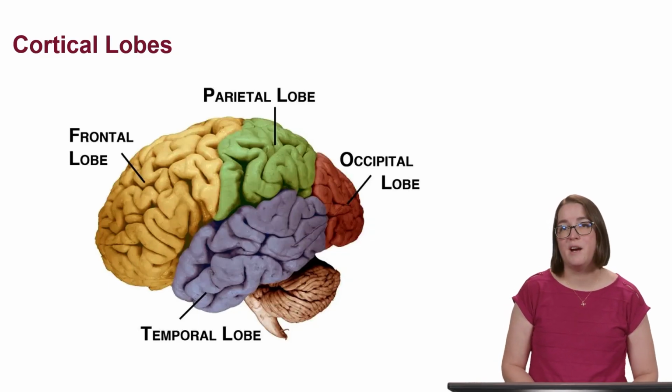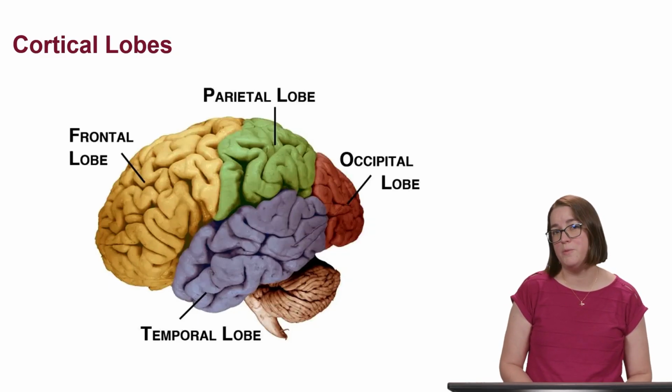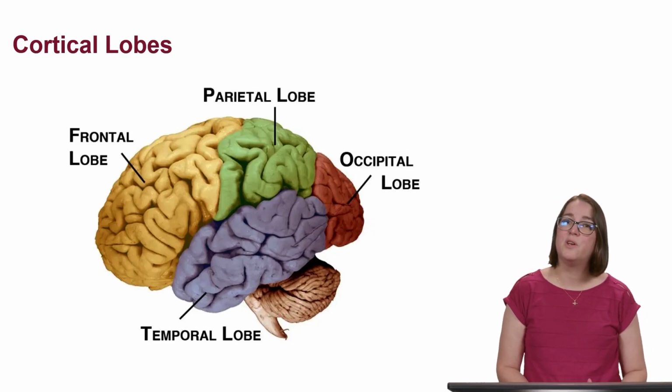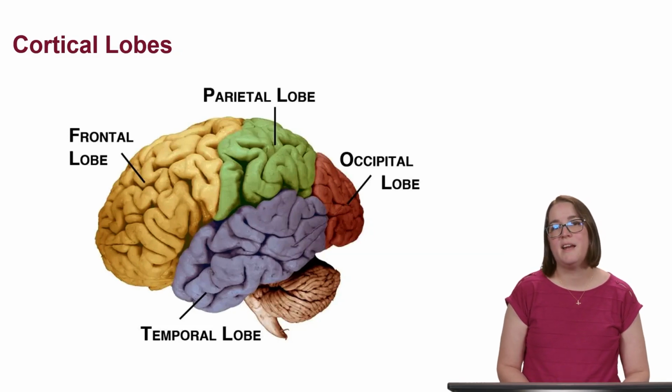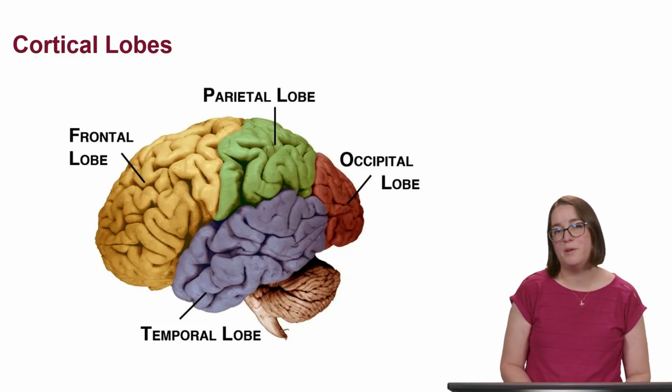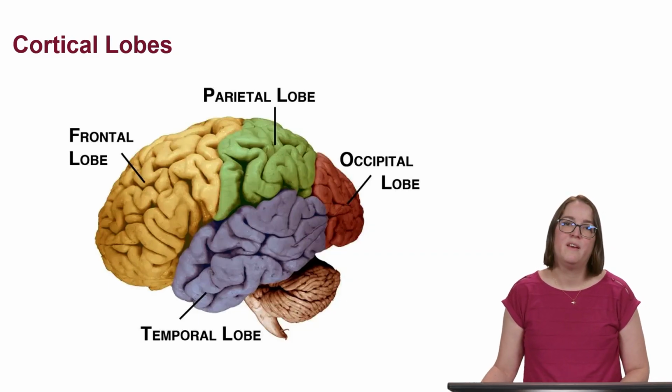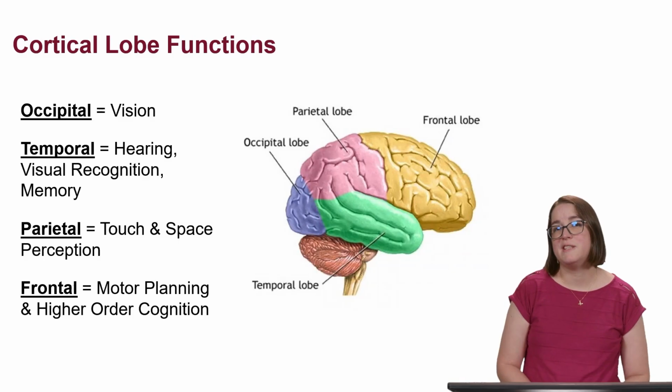The major sulci are partially what divides the cortical lobes. The central sulcus divides the frontal lobe and the parietal lobe. The lateral fissure divides the temporal lobe from the frontal and parietal lobes. The dividing line for the occipital lobe can be a little bit less obvious, so we won't get into it today. You already know about the different functions that the lobes have.